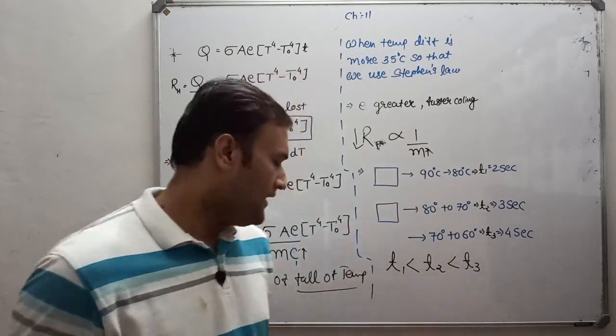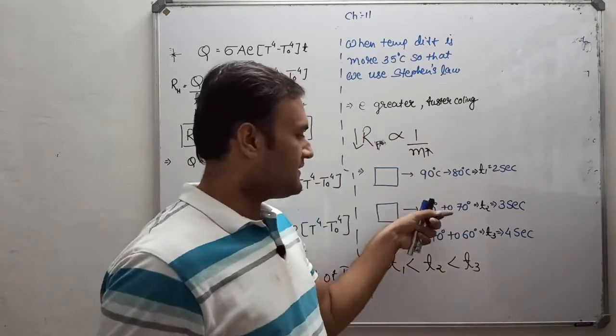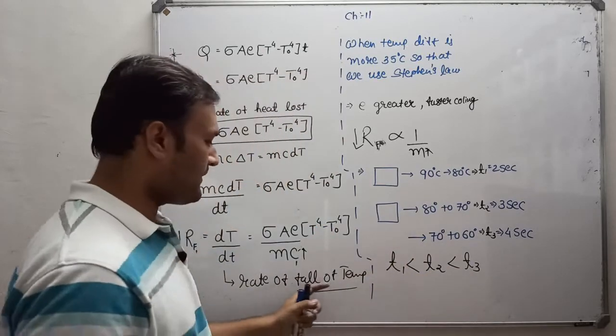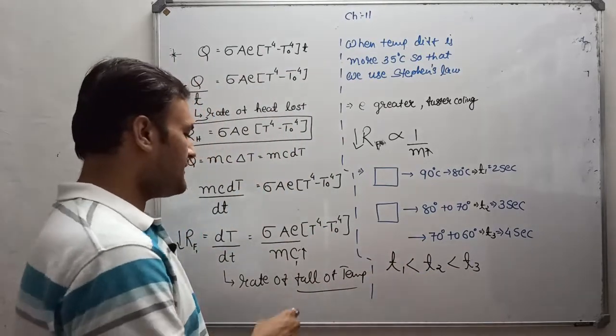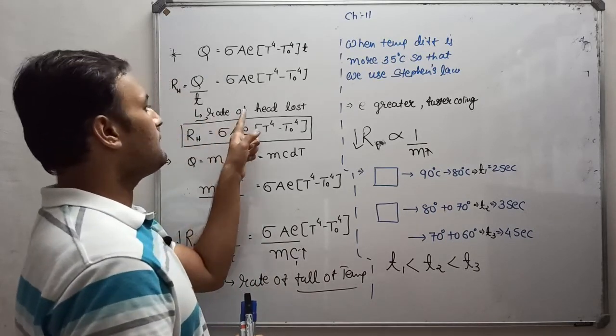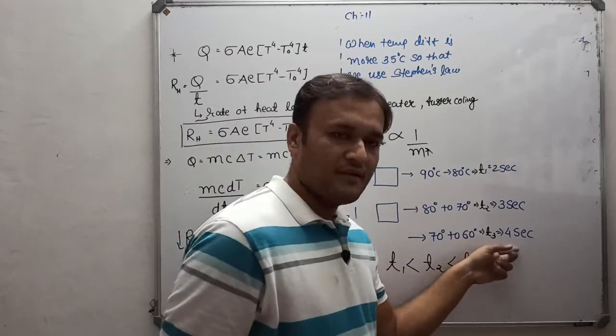After that the temperature will fall very fast, but as the temperature decreases from 80 to 70, 70 to 60, that is the rate of fall of temperature, the time taken increases. Here the rate of heat loss will slow down, so the time will increase.